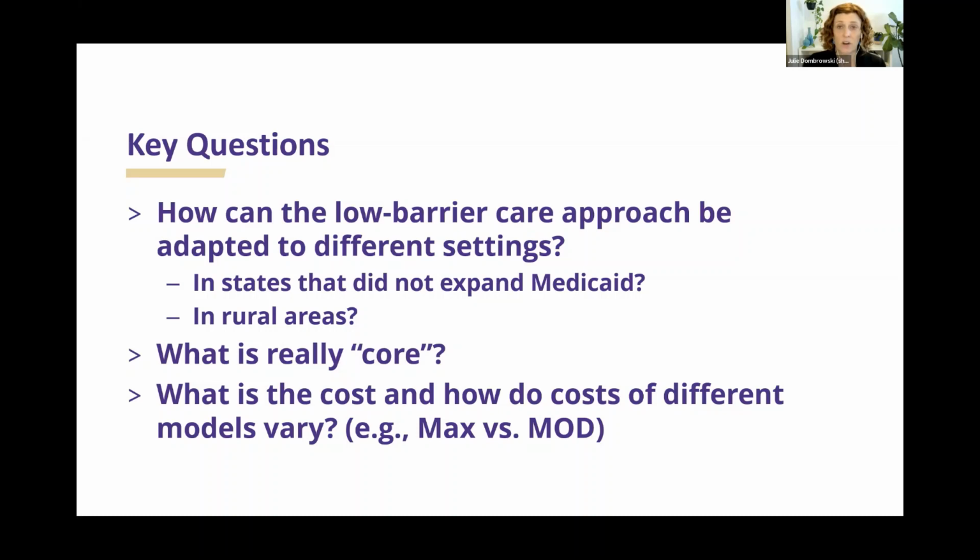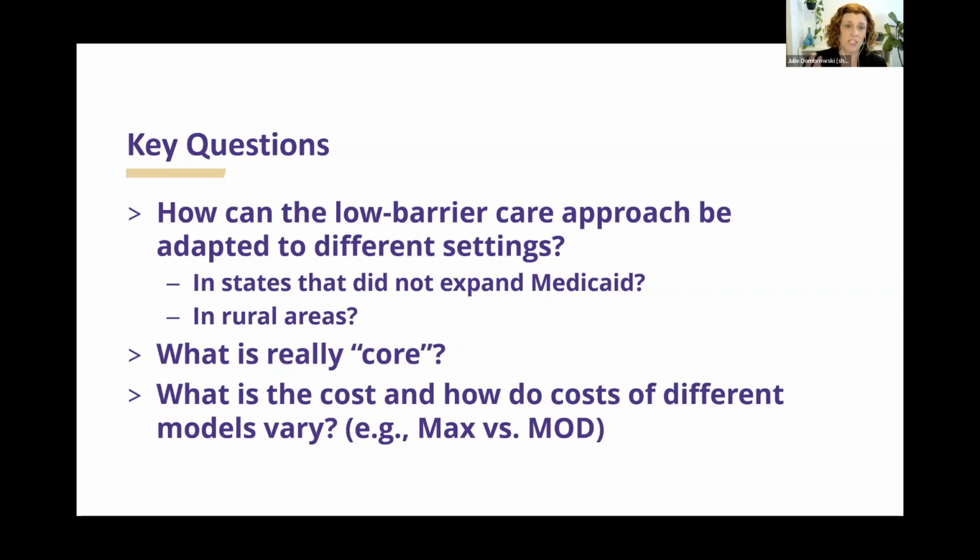What is really core? I put forth to you our conceptualization of the core elements, but I think as we gain more experience with this model in different contexts, we will probably learn, and that will evolve as well. And then we need a better understanding of costs.